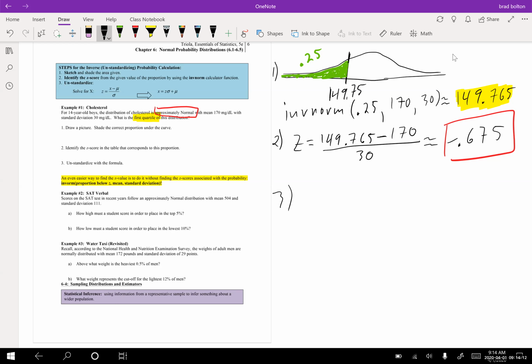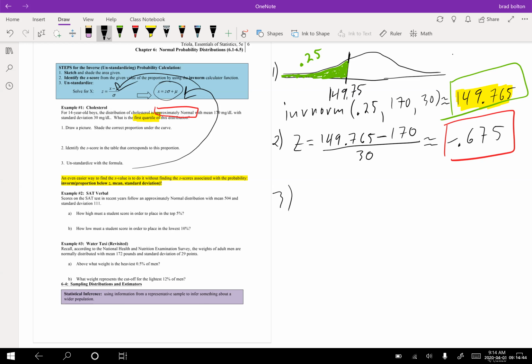unstandardize with the formula. But the thing is, since we used our calculator, they want us to use this formula here and this formula here. So this formula, x equals z times the standard deviation plus the mean, mu, wants us to unstandardize it, but we already found the answer. That is this guy over here, 149.765. But just to make sure that we're doing this right, I'm going to go ahead and do it.